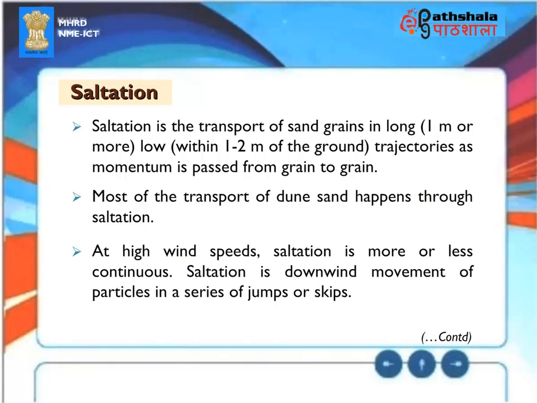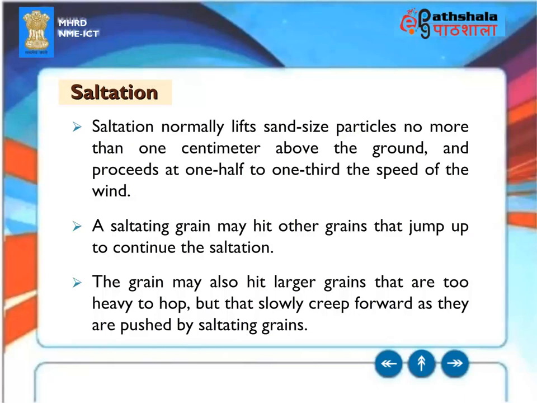Most of the transport of dune sand happens through saltation. At high wind speeds, saltation is more or less continuous. Saltation is downwind movement of particles in a series of jumps or skips. Saltation normally lifts sand-sized particles no more than 1 centimeter above the ground and proceeds at 1/2 to 1/3 the speed of the wind. A saltating grain may hit other grains that jump up to continue the saltation. A grain may also hit larger grains that are too heavy to hop but that slowly creep forward as they are pushed by saltating grains.